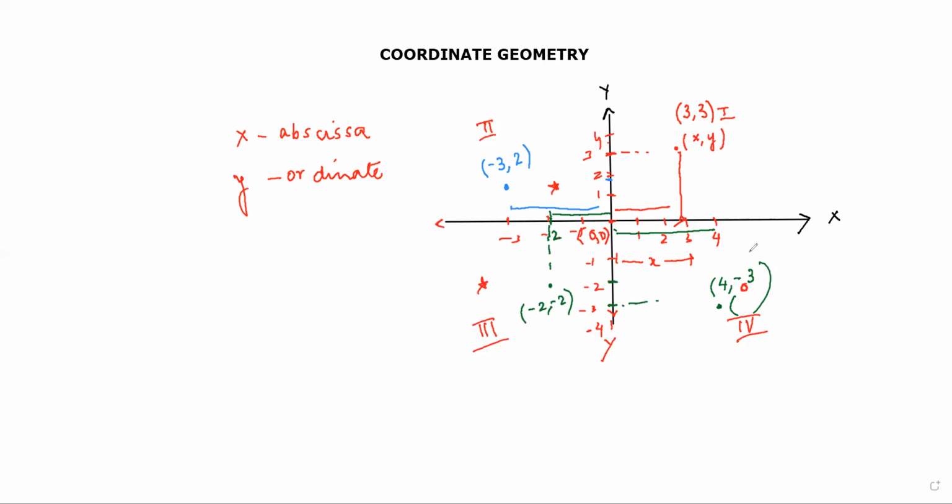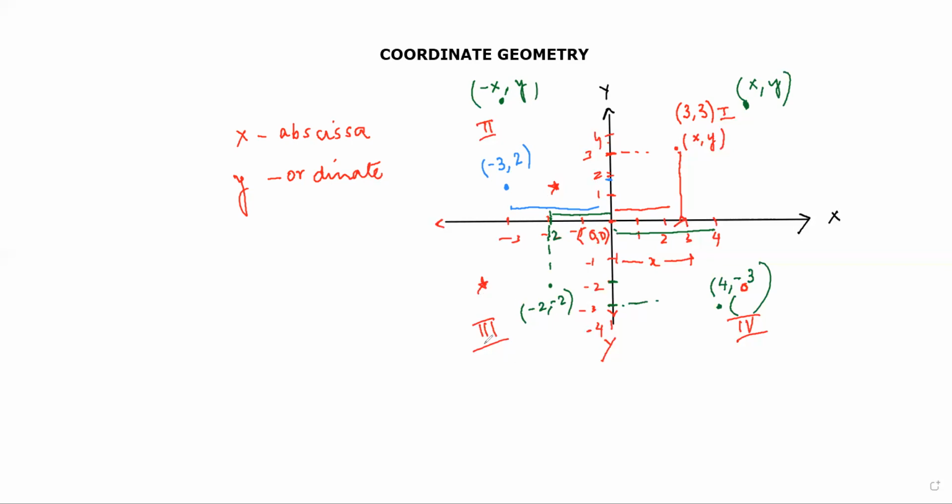Now, just to remember, always note that any point in the first quadrant will have a positive x and a positive y. Any point in the second quadrant will have a negative abscissa, or negative x, and a positive y. Why? Because we are moving in the negative x direction, left-hand side, all negative. Y, everything positive in the north. So any point in the second quadrant will have a negative abscissa, positive y.